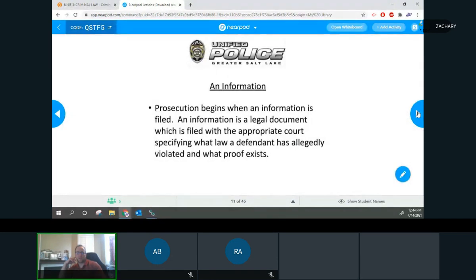And information, okay? So prosecution begins when an information is filed, okay? And he talked about that in the video, right? So it's basically a legal document which you take to the court saying what the alleged violation is and the proof of its existence.